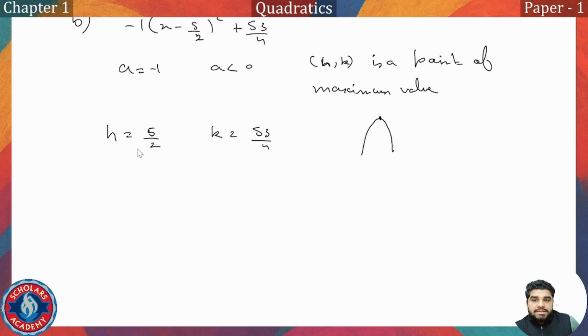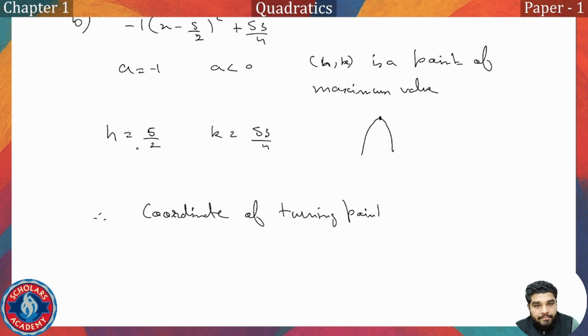So they are asking the coordinates of the turning point. So the turning point is the point of vertex, therefore the coordinate of turning point is 5 by 2 comma 53 by 4. Okay, I hope it is clear.